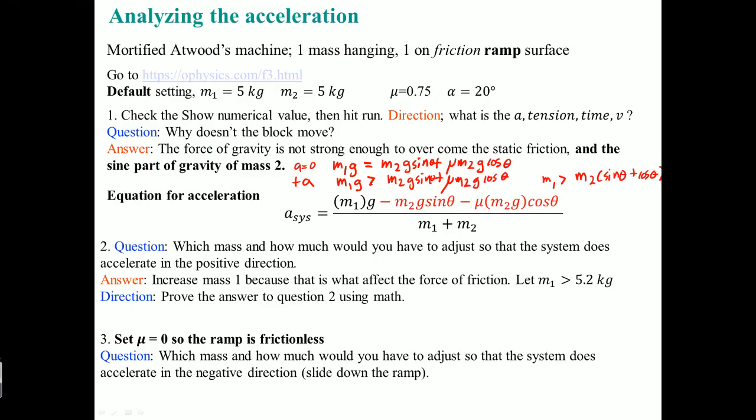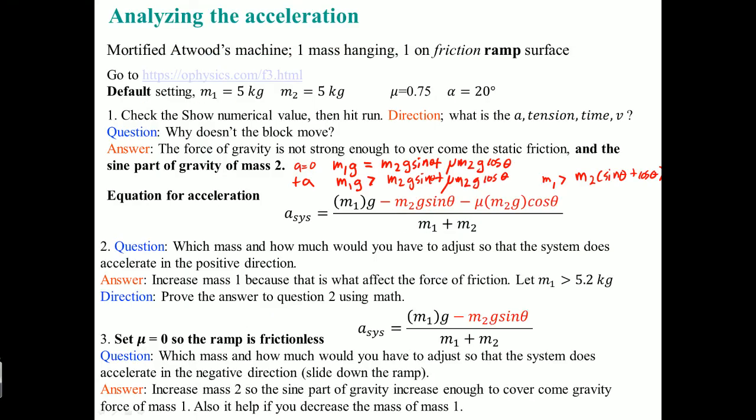All right? So, here's the answer. And that's how the equation breaks down. The equation becomes this because the mu part goes to 0. So this part disappears because it becomes frictionless, right? So you can either increase mass 2. So for this to move, M1G has to be greater than M2G sine theta. All right? So G's cancel out.